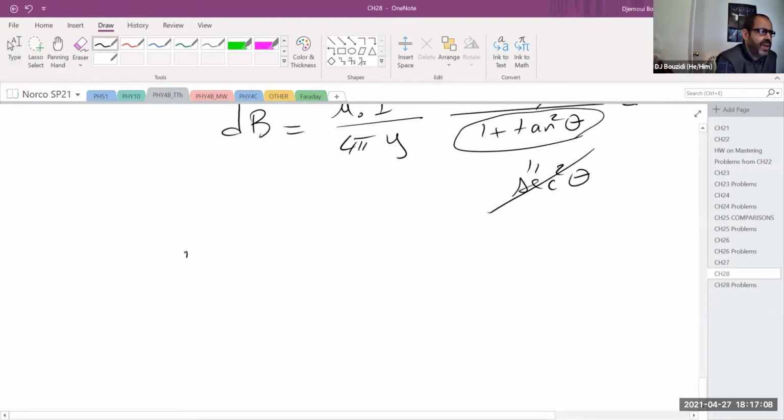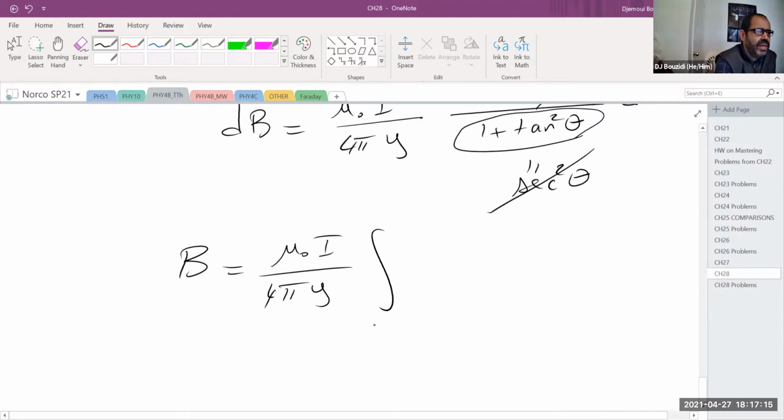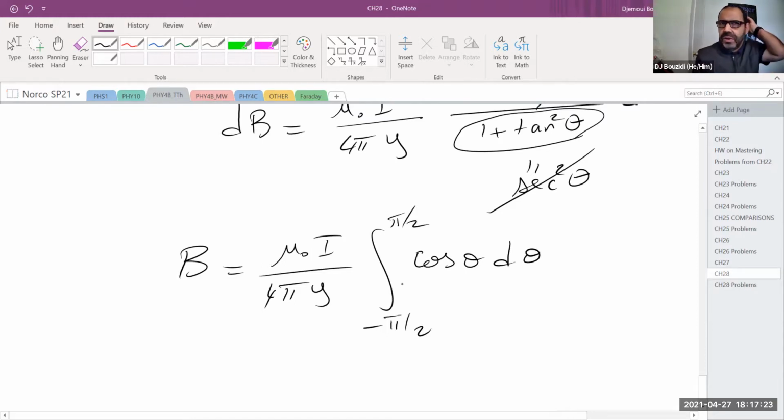So the entire magnetic field is mu naught I over 4 pi y, the integral from negative pi over 2 to positive pi over 2 of cos theta d theta. That's why it's a lot easier to keep it in terms of theta, because anybody you ask what the integral of cosine theta is should be able to tell you. So what is the antiderivative of cosine theta? Does anybody remember?